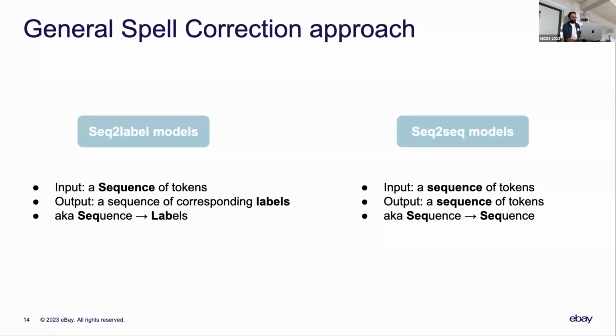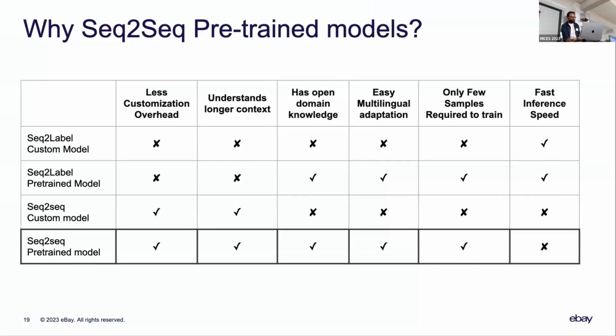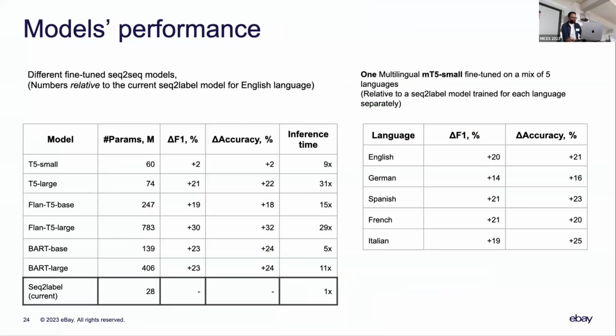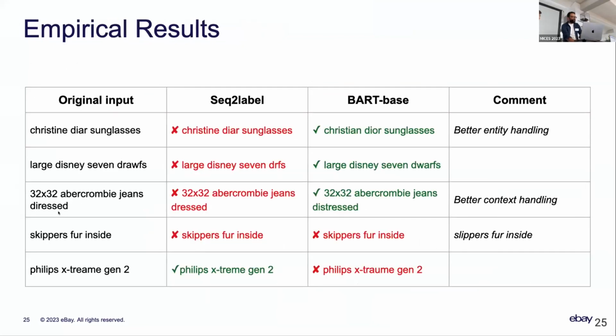If you see these examples, I really like this one. For example, 32 Abercrombie dressed: this dress doesn't fit in there. It's basically a distress, like the torn ones. So this is the power we are trying to leverage out of a BART kind of model. So I hope you will be a happy customer soon.